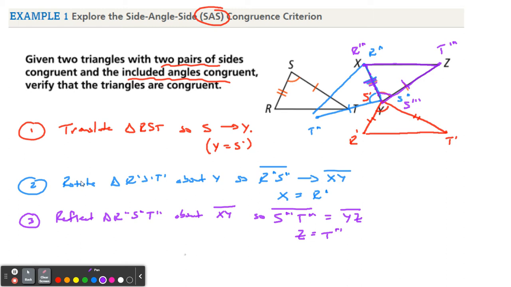So our conclusion here is we have a composition of rigid motions that exists. I could spell exists.